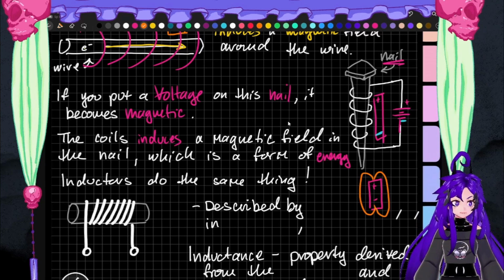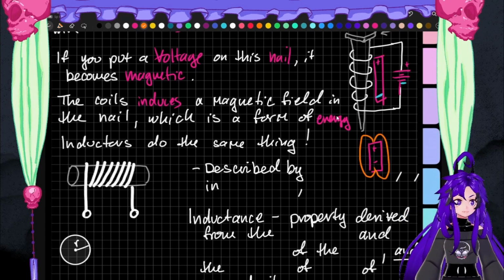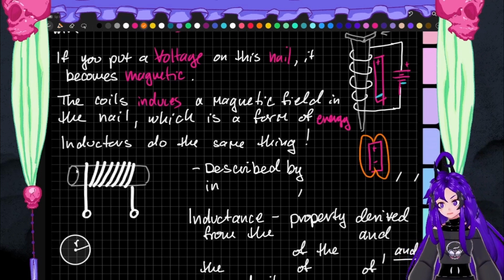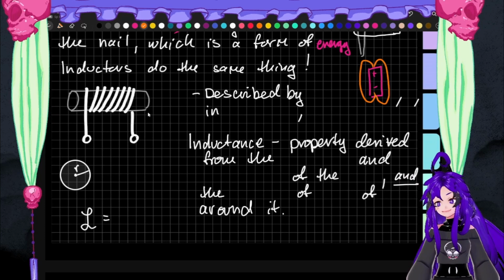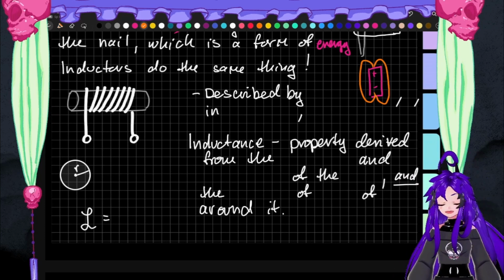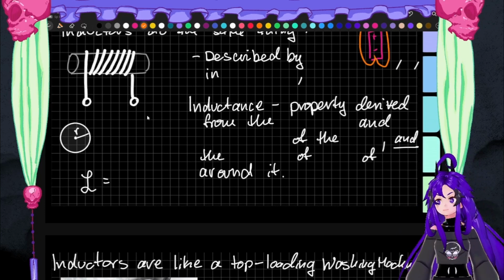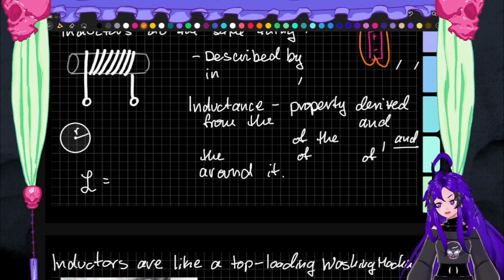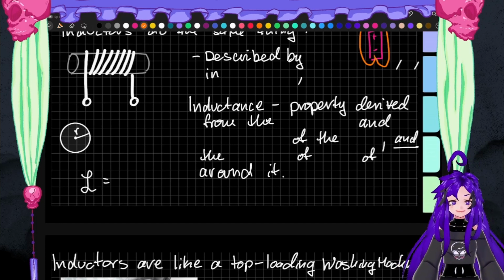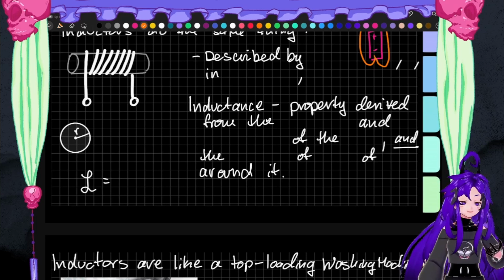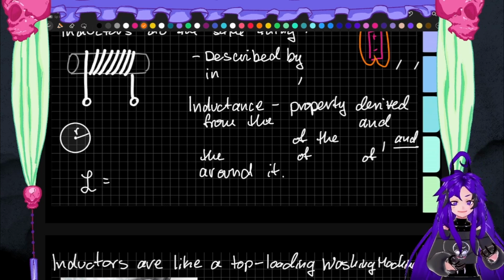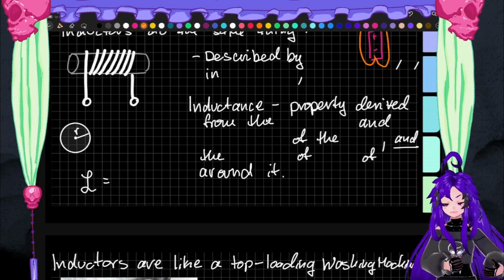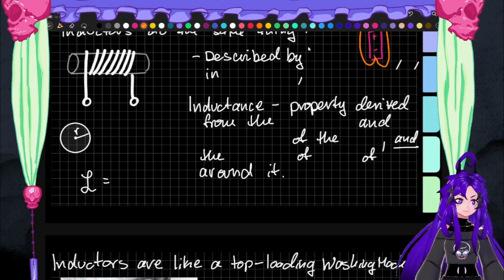Inductors do the same thing, okay? Their goal is not to pick up paper clips, though. Their goal is to store this energy as magnetism in the core. And that's such a statement, and I'm so sorry, but that is unfortunately it. So how do we describe the ability to induce a magnetic field within the core to store as energy? How do we describe that? We describe that with the word inductance.